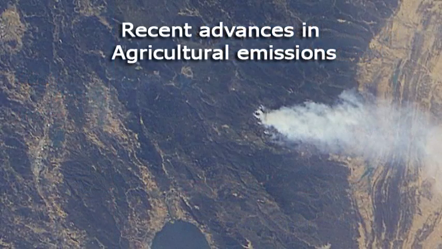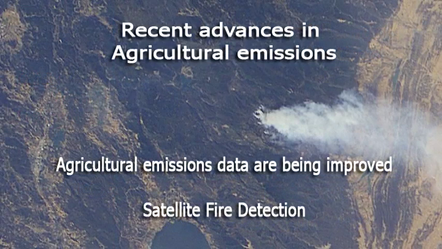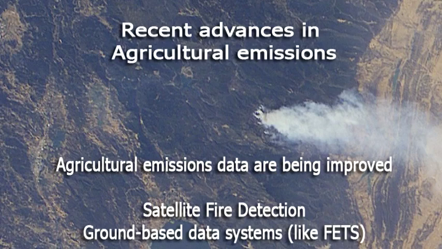Agricultural emissions data on fire size, location, and timing are being improved by satellite fire detection and by the use of ground-based data systems like FETS, the Fire Emissions Tracking System, which is used in some western states.